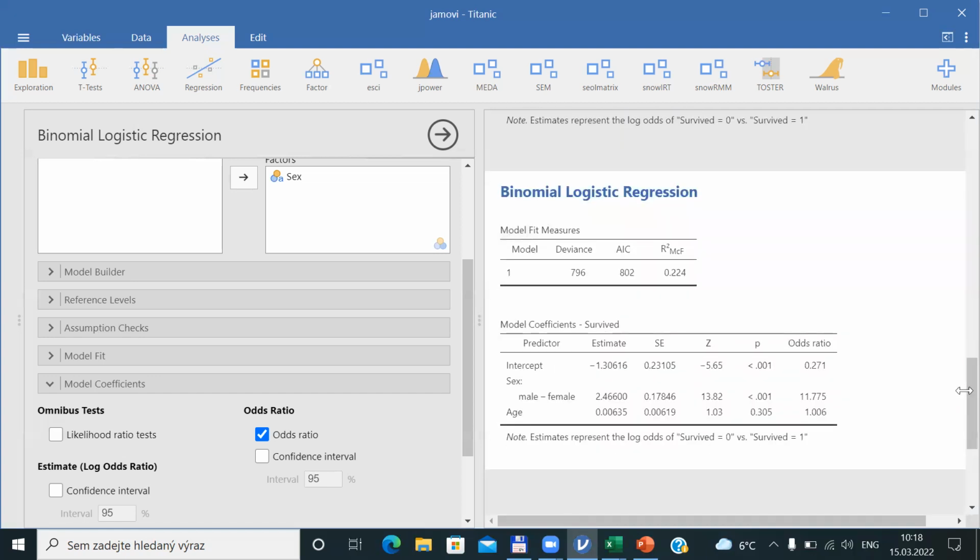This is a classical phenomenon: if you enter a new variable into the equation, it doesn't matter whether it is logistic regression, linear regression, or any statistical model, your coefficient, whether it is an estimate or an odds ratio, can be changed. The reason behind this is that maybe two or more predictors are somehow related.